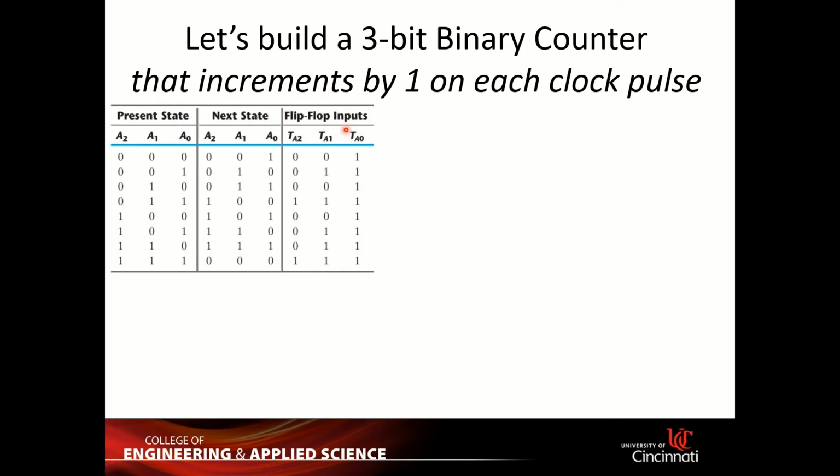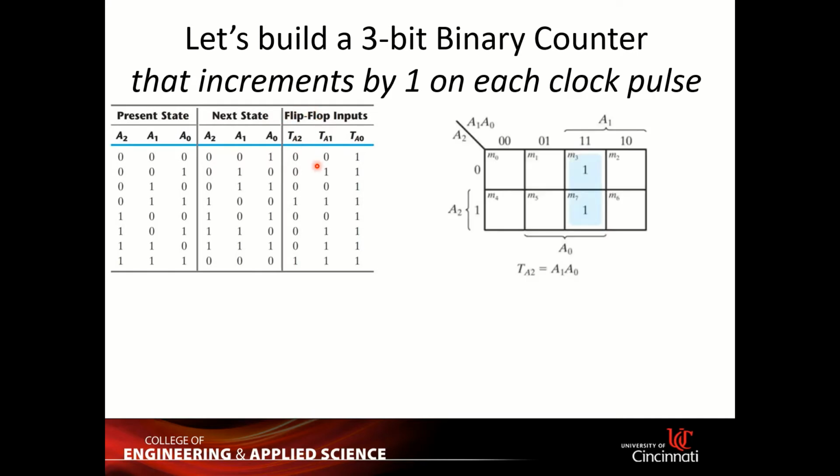Remember what to do next. You can write the flip-flop input equation. So you can assume you can have your present state as your input, and you can have your flip-flop input value as your output of the truth table. Then you can construct your K-map.